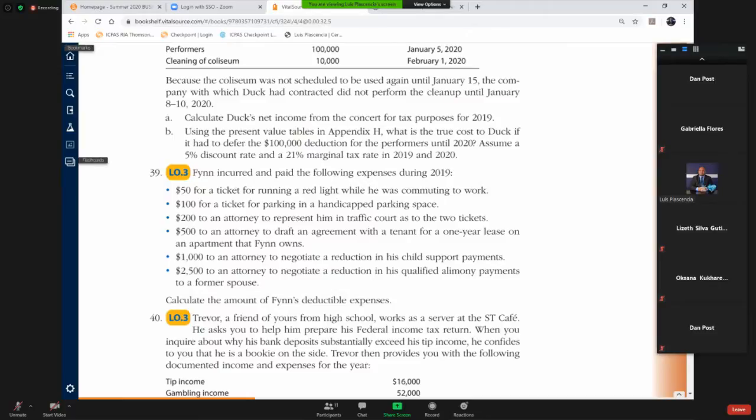$50 for a ticket for running a red light while he was commuting to work. Is that a deduction? No. $100 for a ticket for parking in a handicapped parking spot. No. $200 to an attorney to represent him in traffic court for 2 tickets. No. No. $500 to an attorney to draft an agreement with a tenant for a 1-year lease on an apartment that Flynn owns. What do you guys think of this one?